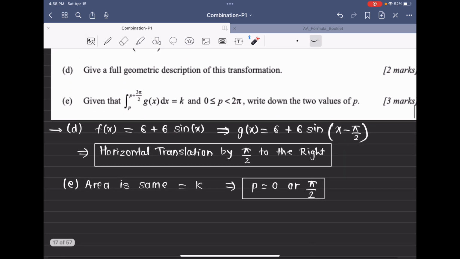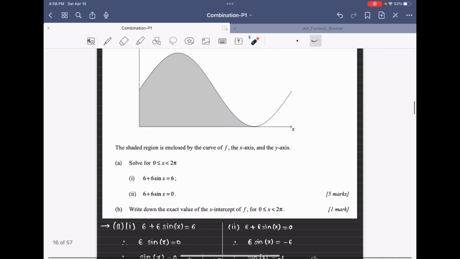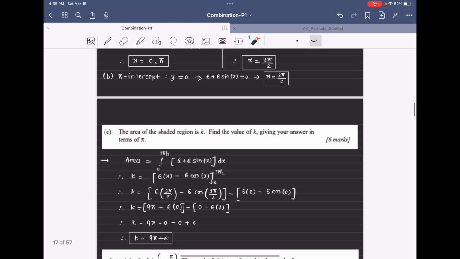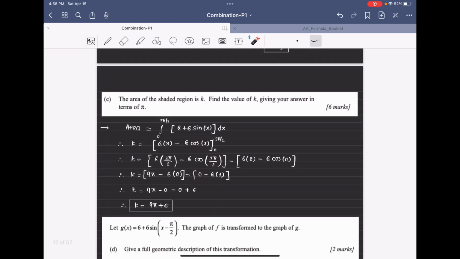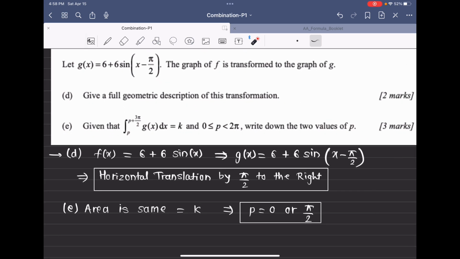Now given that the integral of g of x dx, with lower limit p and upper limit p plus 3 pi by 2, is k. What is k? K is the same area we got from this. But that time your lower limit was 0 and upper limit was 3 pi by 2. The area from 0 to 3 pi by 2 is k. Now here p to p plus 3 pi by 2 area is still k.